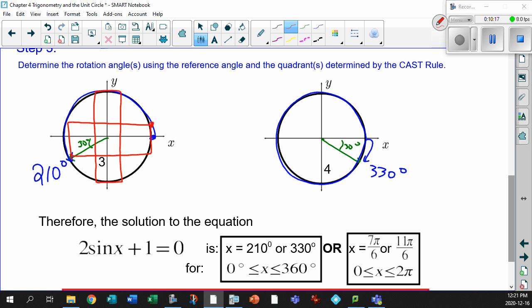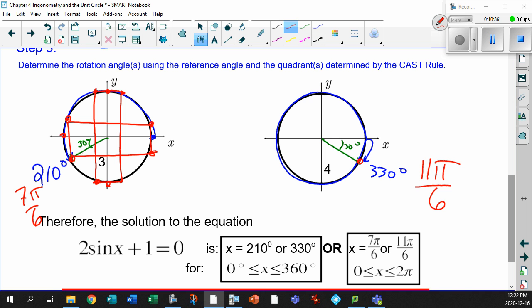Pi over 6, 2 pi over 6, 3 pi over 6, 4 pi over 6, 5 pi over 6, 6 pi over 6. Look at that. That's 7 pi over 6. Keep on going. 7 pi over 6, 8 pi over 6, 9 pi over 6, 10 pi over 6, 11 pi over 6, which is this guy right here, 11 pi over 6.